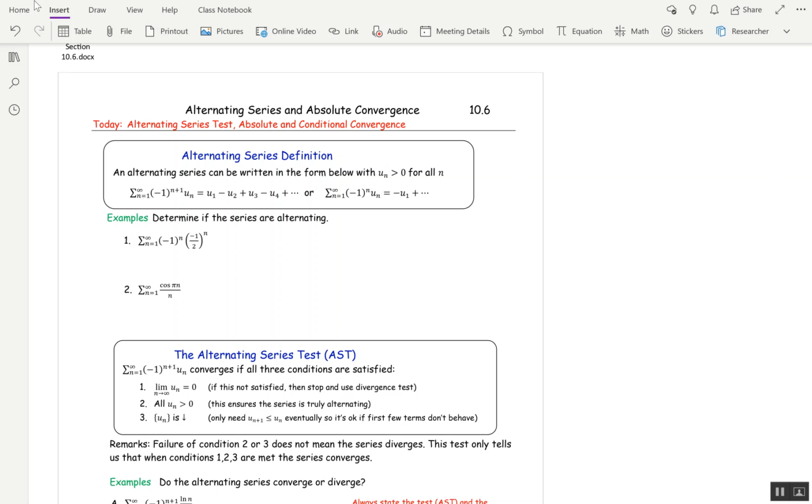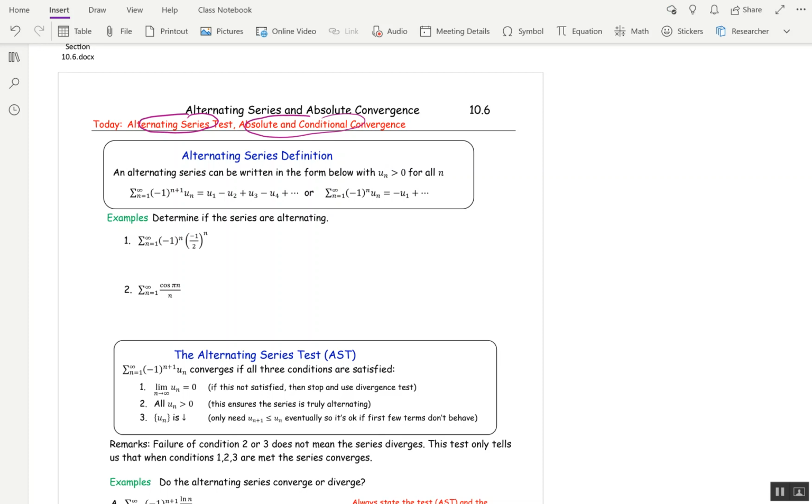Hello and welcome to section 10.6. Today we're going to talk about the alternating series test. First we'll define an alternating series, and then we'll talk about our flow chart and determining absolute and conditional convergence. We've seen those definitions before, but I'm going to remind you of what they are before we do those tests.